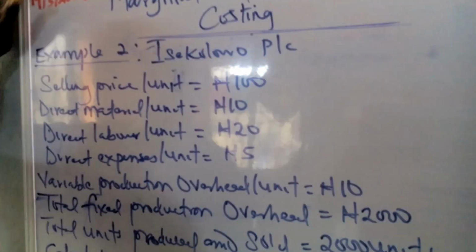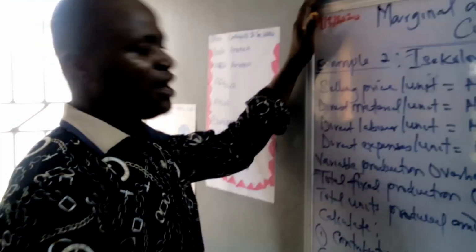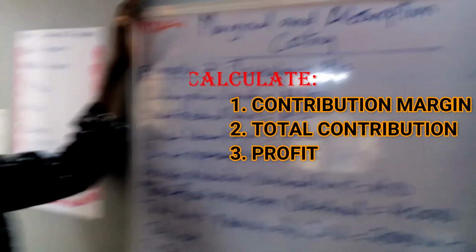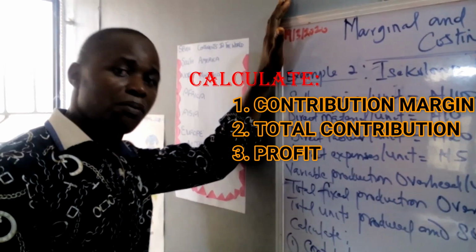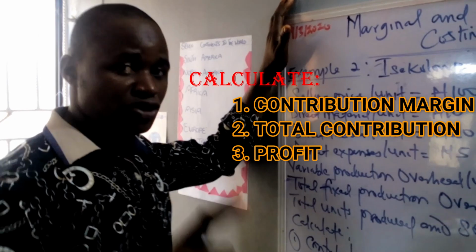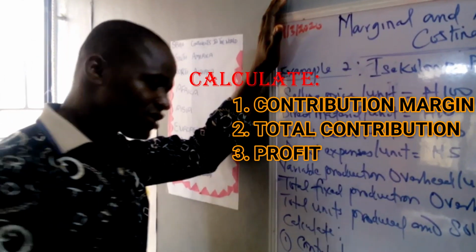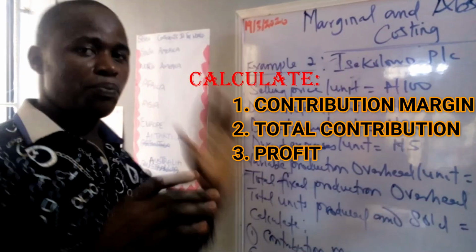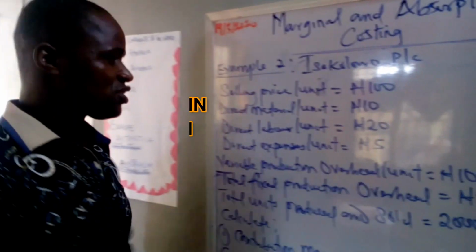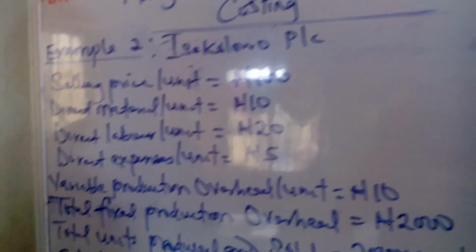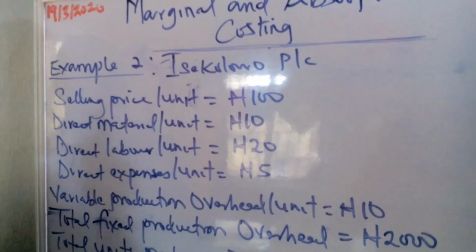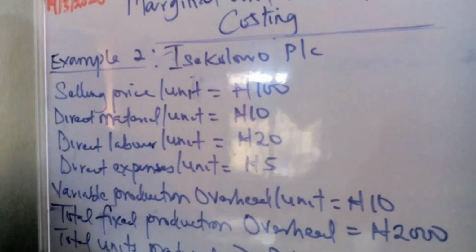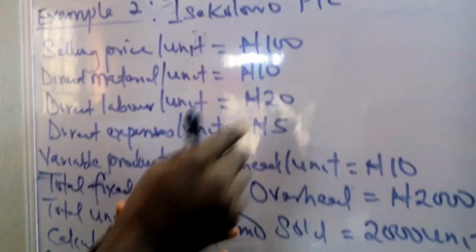Okay, welcome to Additionally PLC. This is another example on marginal costing. Our focus here is to show you how to calculate your contribution margin, that is contribution per unit, total contribution, and your profit. Now, look at this question. We are told that Additionally PLC has a selling price of 100 naira per unit, with direct material, direct labor, direct expenses and variable production overhead, all per unit.